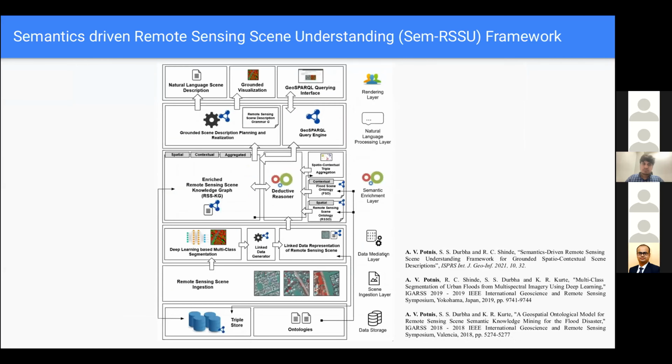So we talked about the data mediation layer, where we elaborated on the process of translating a classification map to a knowledge graph, and how the knowledge graph was hierarchically enriched, first with spatial semantics, then with contextual semantics, and the last layer being aggregation, which served as an input to the natural language processing layer, which essentially generated the natural language scene descriptions.